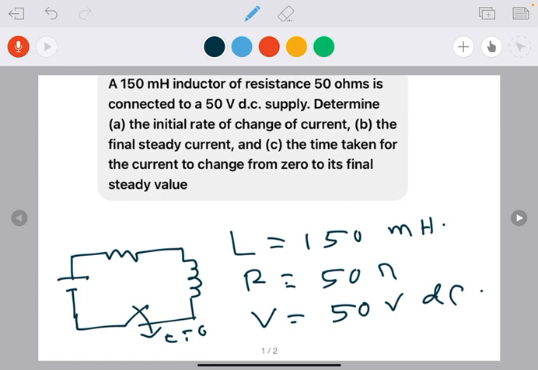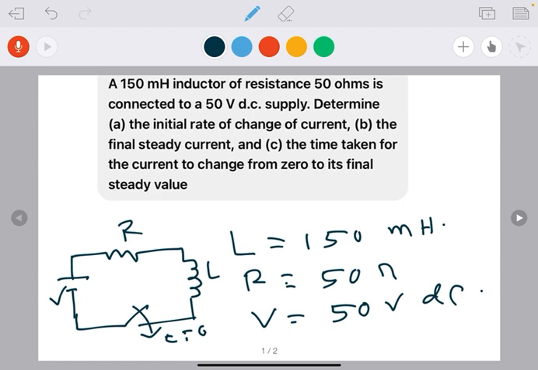final steady state current. The final steady state current, of course, will be, this is V, this is R, and this is L. Initially, an inductance is open circuit when the switch is closed, because inductance doesn't allow the current to change instantaneously through it. So initially the current is 0, but eventually inductance becomes a short circuit. So initially it acts as an open circuit, but eventually it becomes a short circuit.